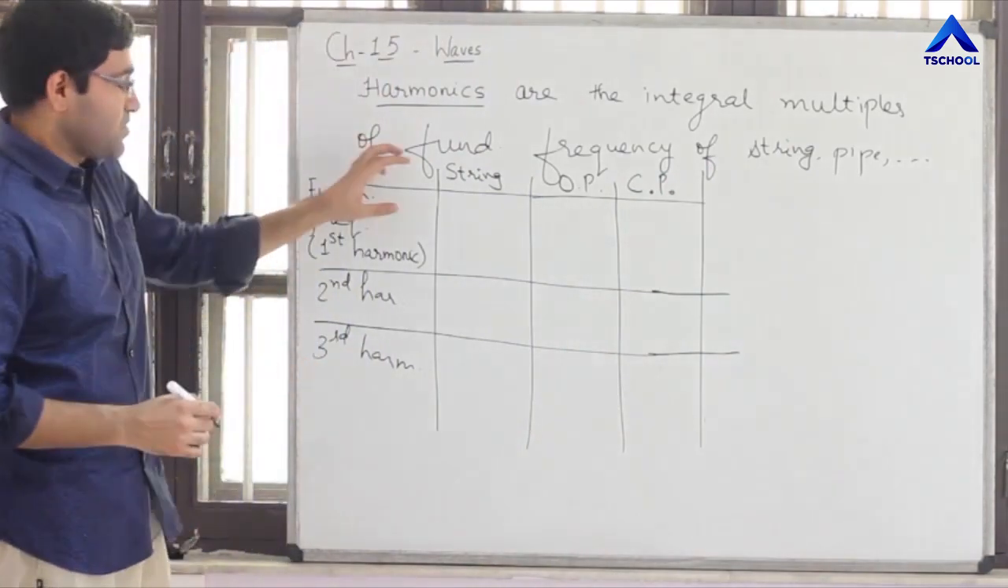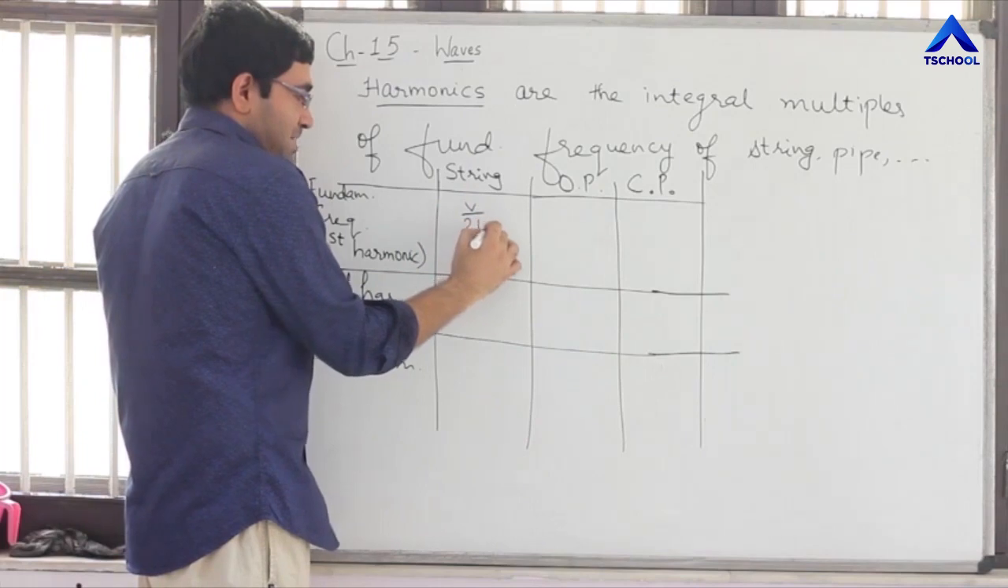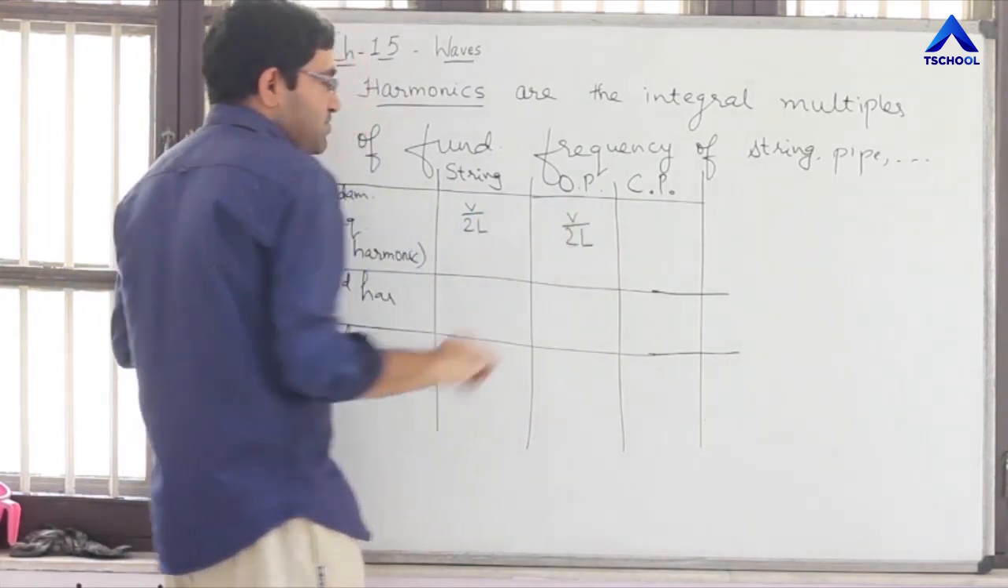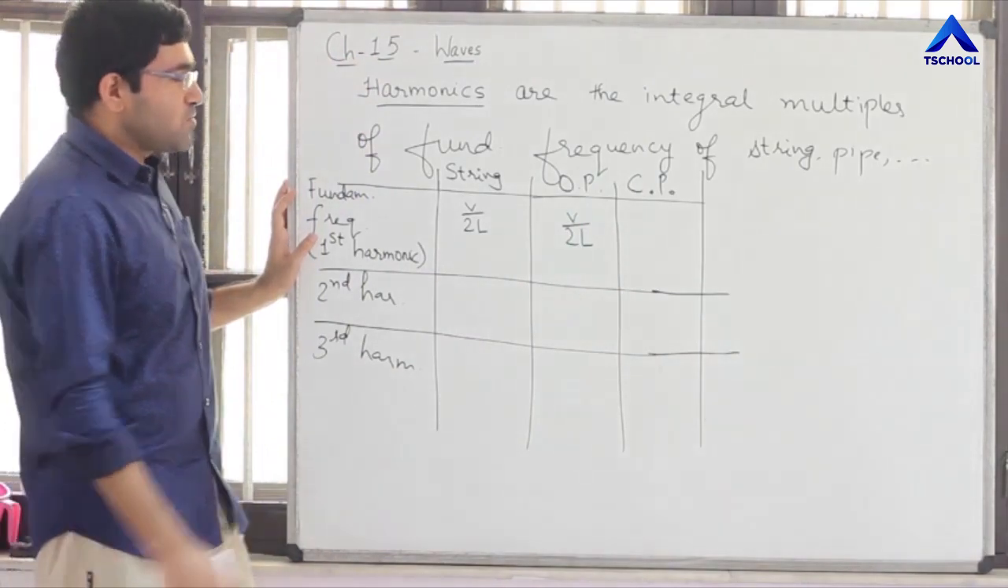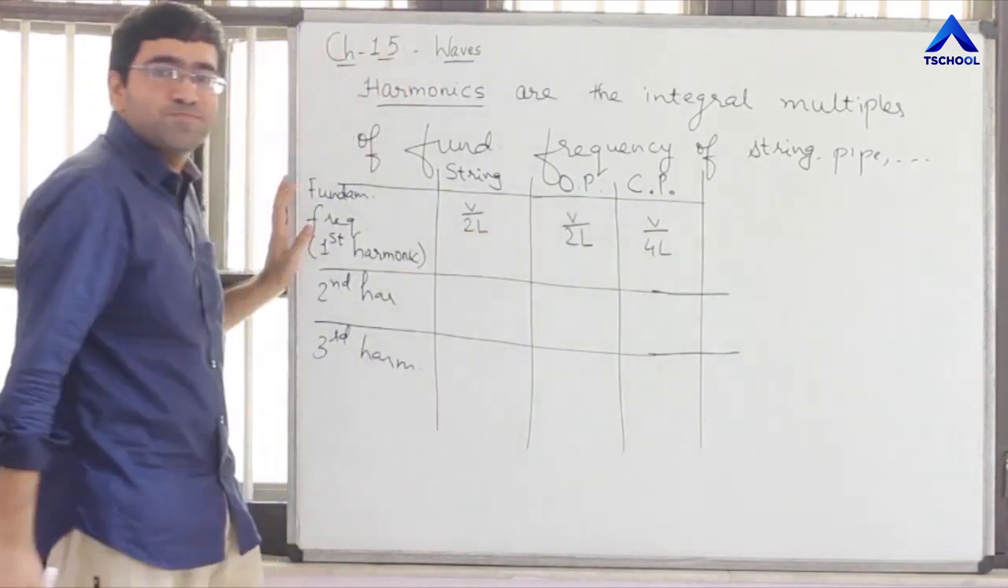Now first of all, fundamental frequency of string, I hope everyone remembers, is V by 2L. L is length of the string. Same story here. For a closed pipe the fundamental frequency is V by 4L.